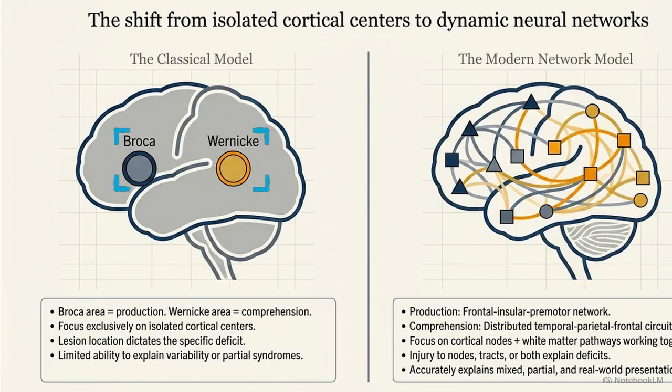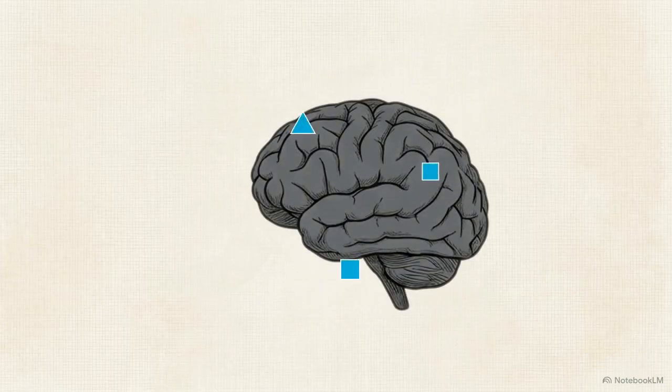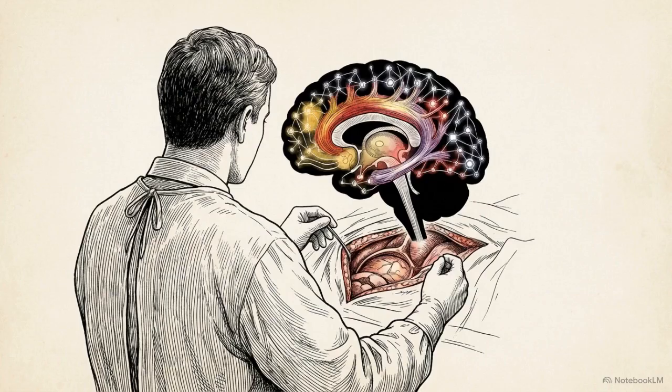This diagram outlines the difference in architectural thinking. On the left is the classical model, with isolated silos. On the right, the modern network model maps speech production as a distributed frontal-insular-premotor network. Comprehension relies on deep temporal-parietal-frontal circuits working in continuous tandem. The defining pathology rule of this architecture is transmission. Injury to the white matter tracts physically connecting these nodes causes as much impairment as severe node injury. Moving to a network model is the prerequisite for accurately diagnosing neurological deficits and preserving patient function in the surgical theater.